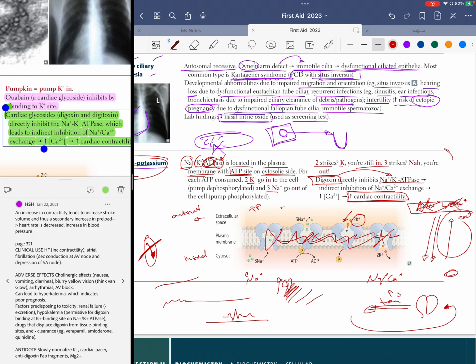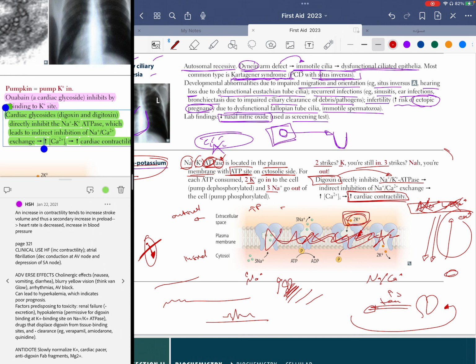So adverse effects, they are cholinergic effects, as we said. It could cause nausea, vomiting, diarrhea, blurry yellow vision, think Van Gogh, okay? Arrhythmia, AV block, and it can lead to hyperkalemia because it would stop the potassium flowing inside. So it would rise in the extracellular space, which indicates poor prognosis. If we have someone with high potassium outside the cell, that's poor prognosis.